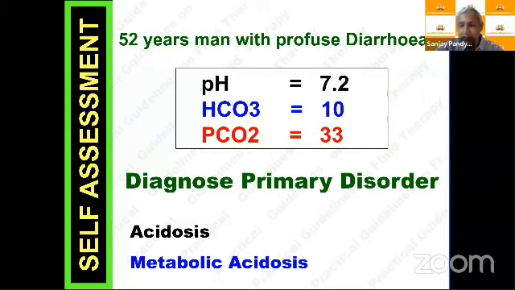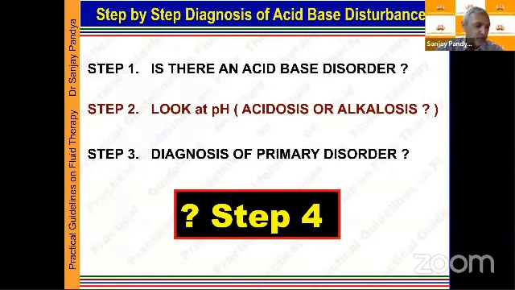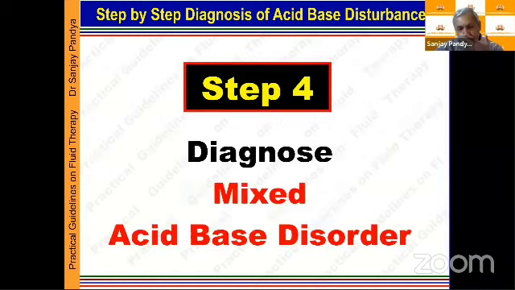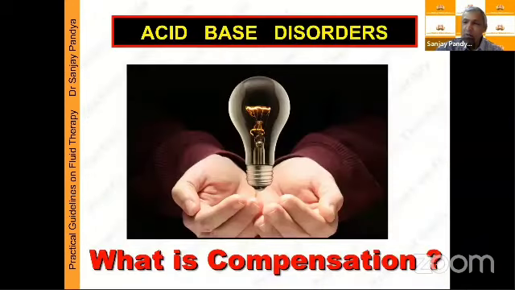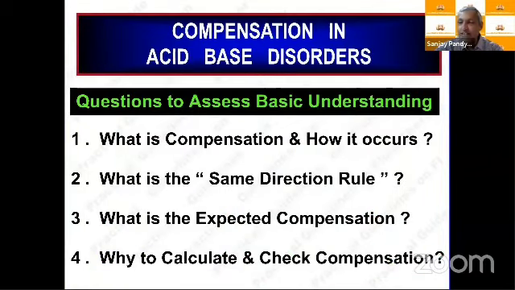Now we have made the primary diagnosis. What is the next step? The next step is to diagnose mixed disorder. To diagnose mixed disorder, we need to understand the concept of compensation. So what is compensation? Now I'm not asking a question, so you need not reply. You have to keep yourself mute. I will have some small discussion followed by a few questions. That's how we are going to have fun learning acid-base disorder.